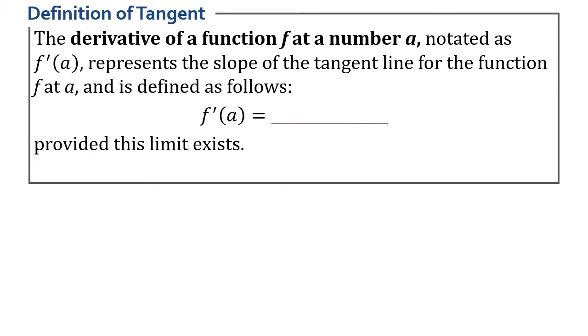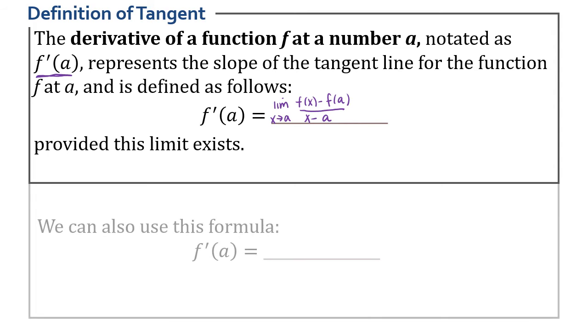The derivative of a function f at a number a, notated f prime of a, represents the slope of the tangent line for the function f at a, and it's defined as follows. The limit as x approaches a of f of x minus f of a all over x minus a. You may recall this formula that we used back when we were finding the slopes of tangents, which we called the longer way, provided this limit exists. We can also use this formula.